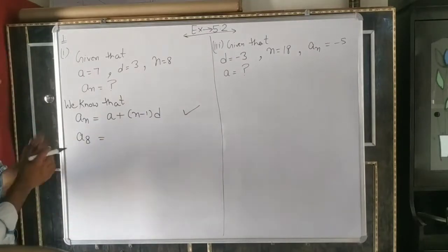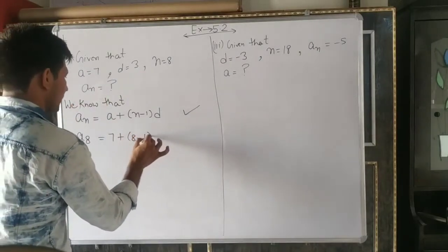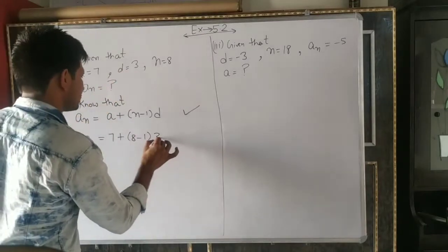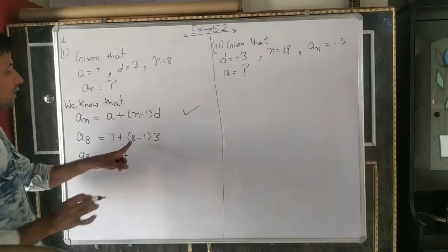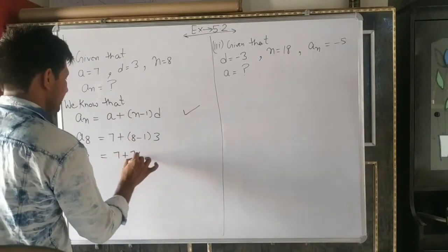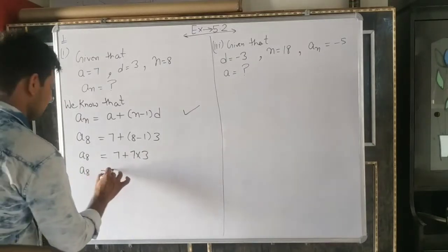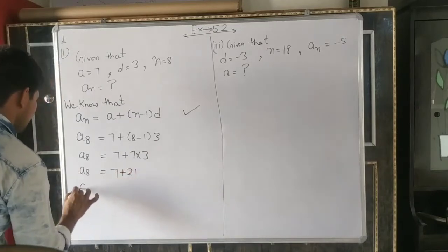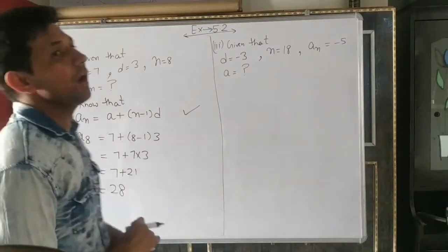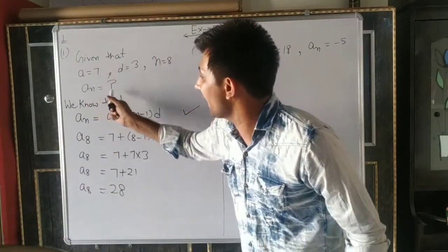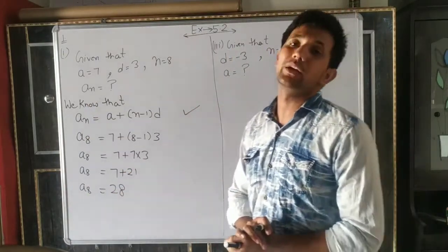So what is a? a is 7 plus n, 8 minus 1, bracket close, d is 3. a_8 equal to, first we do 8 minus 1, 7, and 7 into 3. a_8 equal to 7 plus 21. a_8 equal to 28. So it is your answer. a_8 means a_n, in place of n is 8. So the 8th term of the AP is 28.